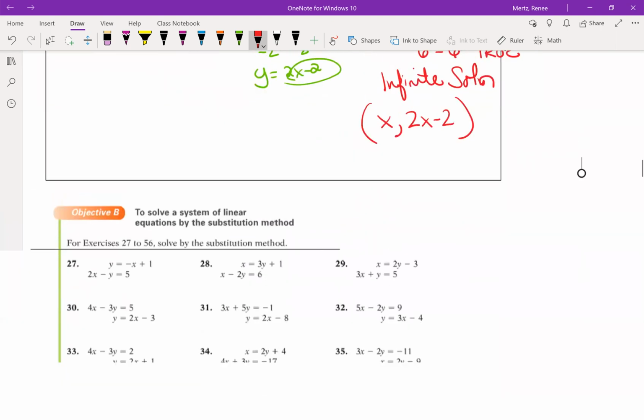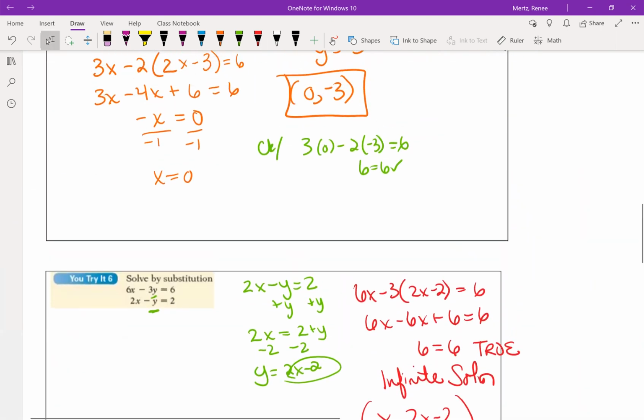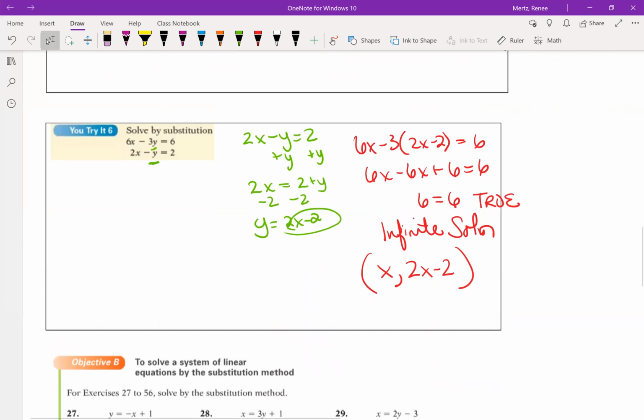All right, you get to try some. Have fun. I'll leave the answers at the bottom. If you get any that don't work, please don't hesitate to ask me and I'll be happy to help you. Good luck.